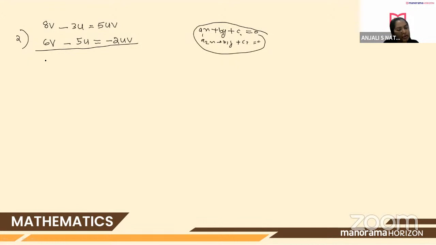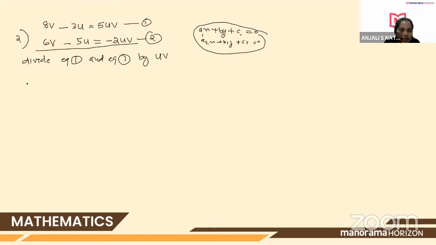So we have to convert this equation to a linear equation first and then solve it, and find the values of u and v. So what do we do? First we take these as equation 1 and equation 2. We have to divide both equation 1 and equation 2 by the term uv.